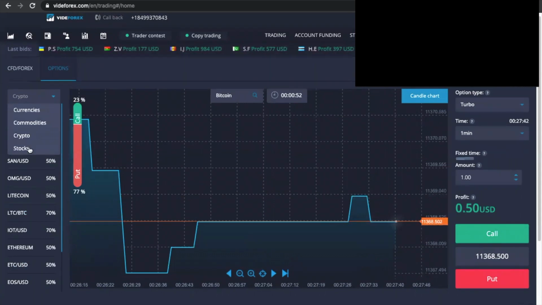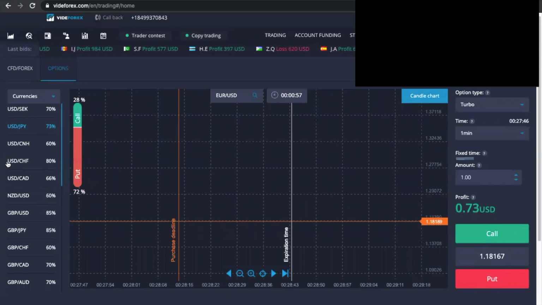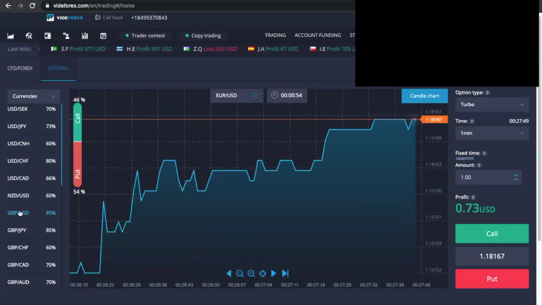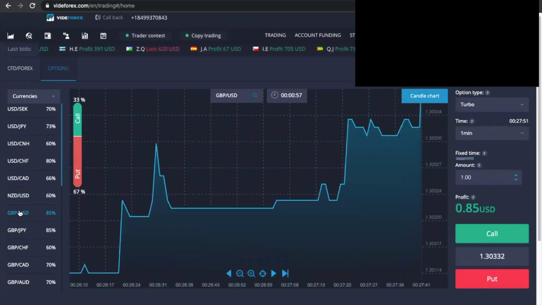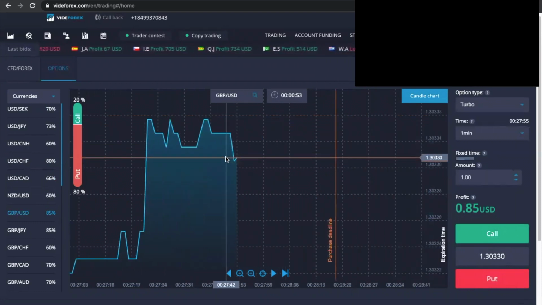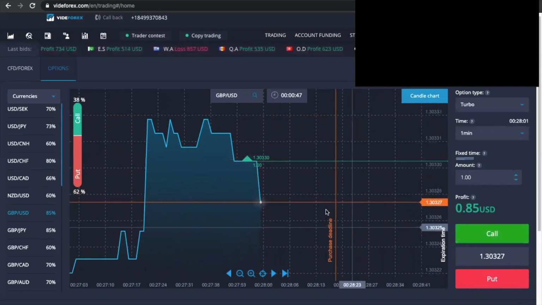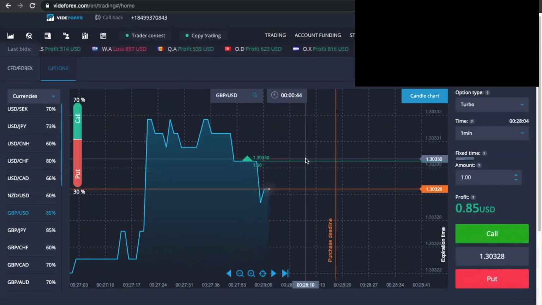So let's go. We have stocks as well. Let's go back to currencies. Let's see. I want to catch my GBP USD, 85%. All right. So let's go ahead and hit call. You're doing analysis. This is just for teaching purposes, right? So I hit the green button, it went below.